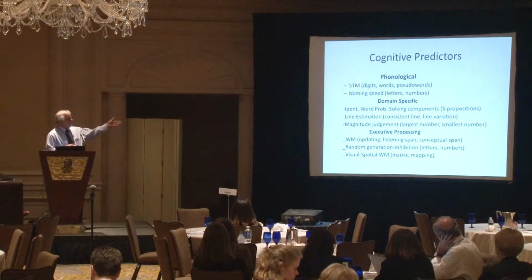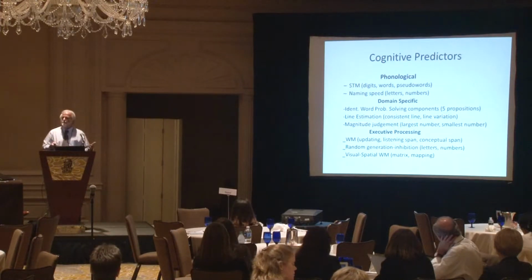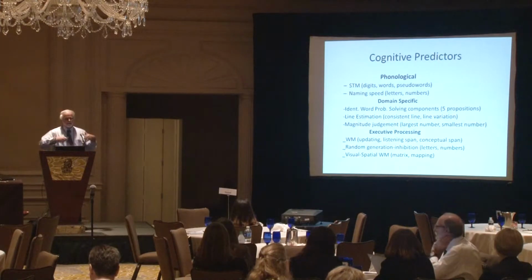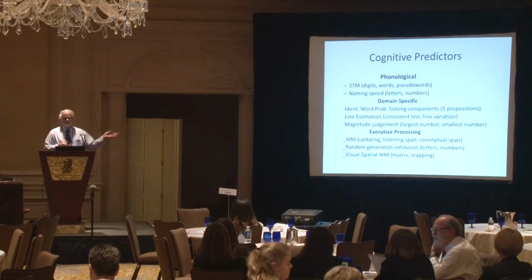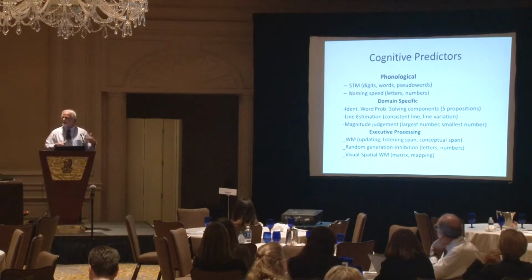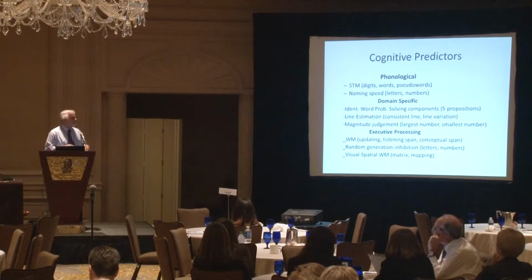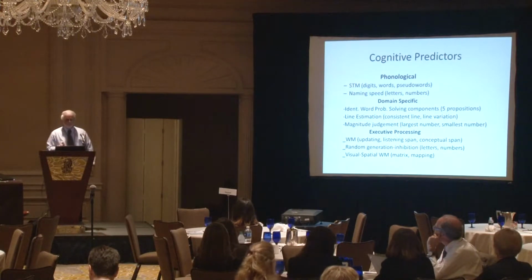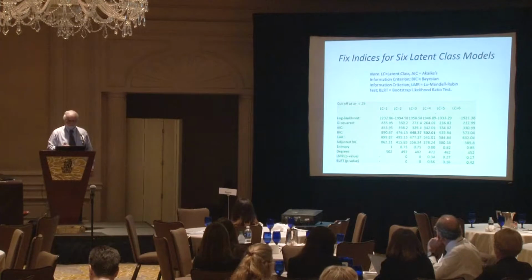And so in executive processing, I have a battery of working memory tasks, and then I have inhibition measures that I've used over the years, where you give a kid a task where they have to write the letters of the alphabet as quickly as they can in 30 seconds in order, and then you tell them to do it out of order, as quickly as they can. So I use a number of measures to get at inhibiting what would be rather automatic. And then I have a visual spatial working memory task.